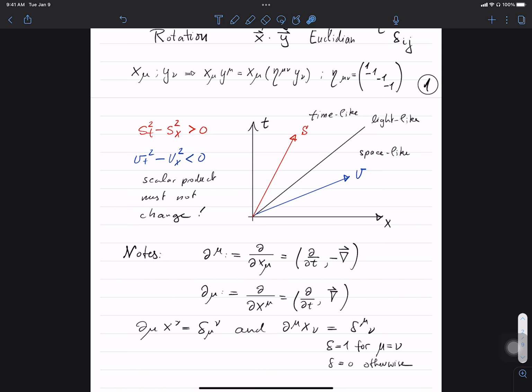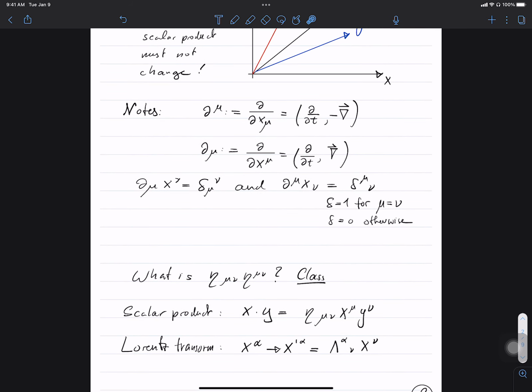So the norm contains physical information, and in particular the sign of the norm tells us whether events are causally connected. If we have a positive norm, we have time-like vectors. Negative norm, we have space-like vectors, no causal connection. If the norm is exactly zero, that means that only light can actually move between those space-time points.